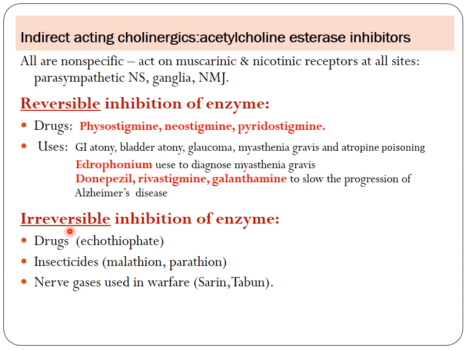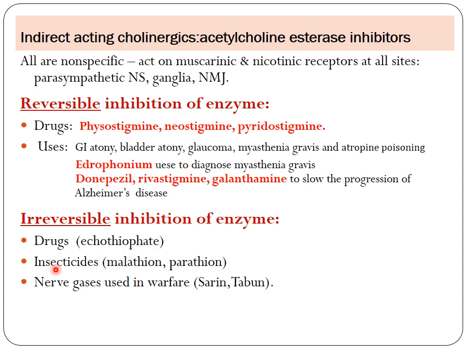What about the irreversible inhibitors of the enzyme? We have drugs like echothiophate. It's present as an eye ointment, can be used in the treatment of glaucoma. It has a very long duration of action. The half-life is about 100 hours.